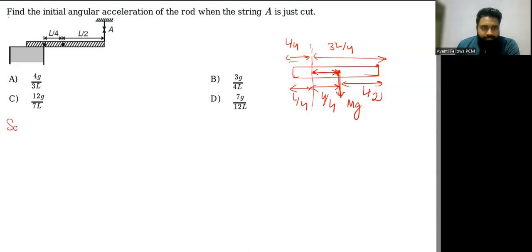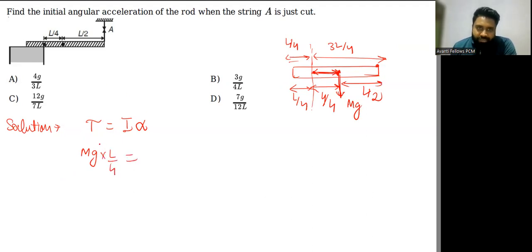So we know that torque is equal to moment of inertia multiplied by angular acceleration. The torque is given by this mg. The torque formula is force into perpendicular distance from the axis of rotation, which is L by 4. So mg into L by 4. We are interested in the magnitude. That is why we are not taking the direction.